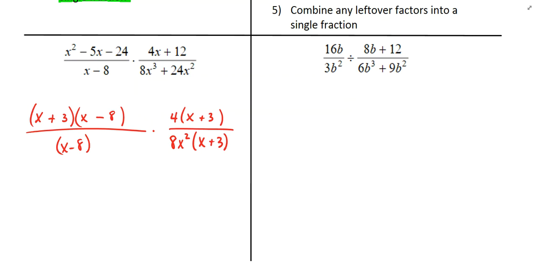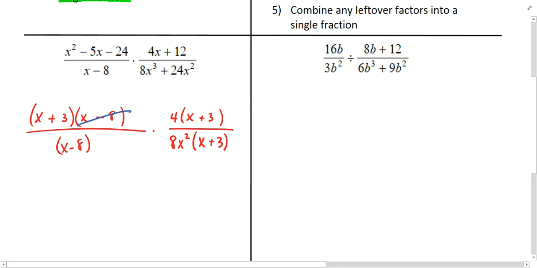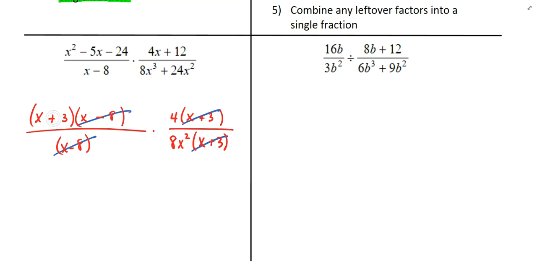Now we're going to go ahead and eliminate any common factors. This x minus 8 and that x minus 8 are common factors, x plus 3 and x plus 3. There is another x plus 3 factor over here on the left-hand side, but we can't do anything with that since there isn't another factor in the denominator to make that a pair to cancel.